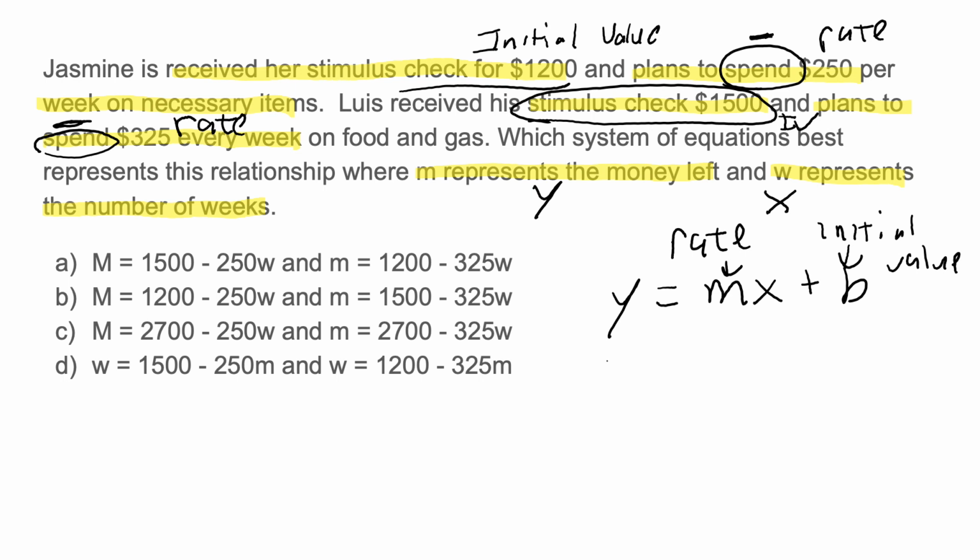So, writing the first equation that says y equals negative 250 x plus 1,200. Now, I notice that most of them have the initial value in the front, so I could just use the commutative property to switch them around.